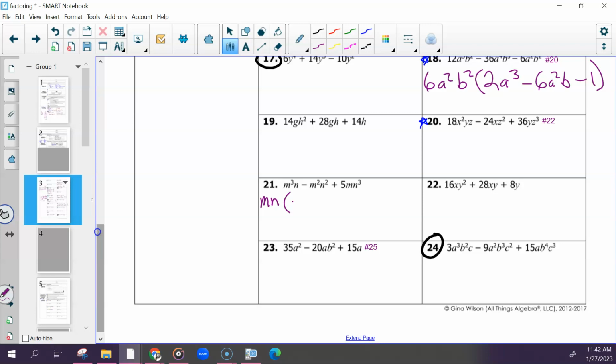M squared minus 1 and n. mn plus 5n squared. There we go. Again, it looks like we should take something else out, but only 2 of these have m's, 2 of them have n's, 1 has a 5. So that is in its simplest form. You could distribute it back out, you should get the same thing. Okay. Questions on that one?